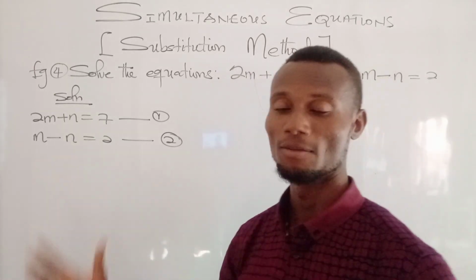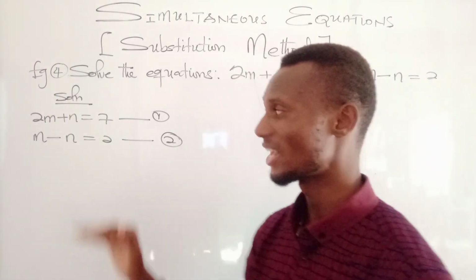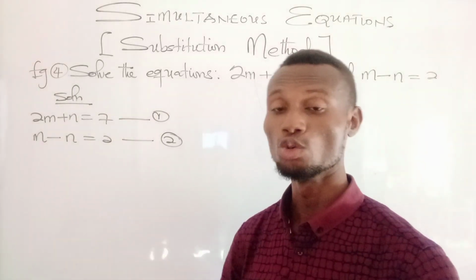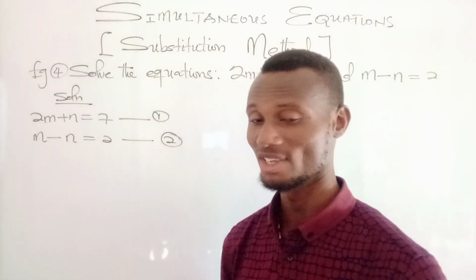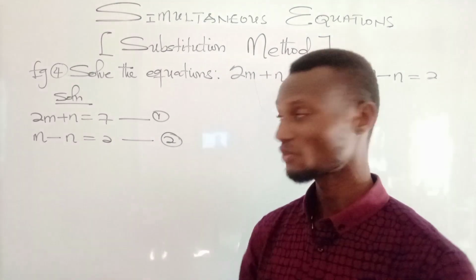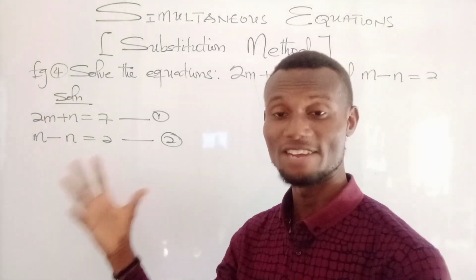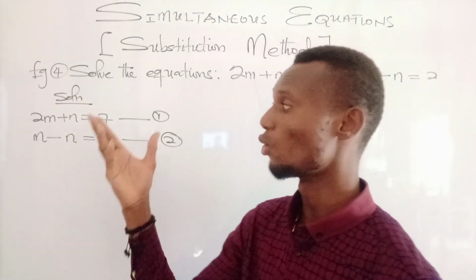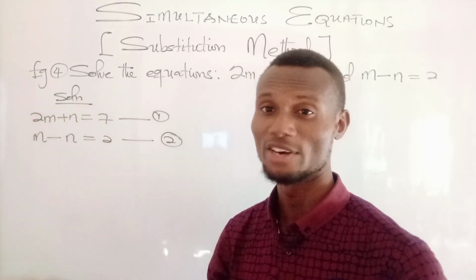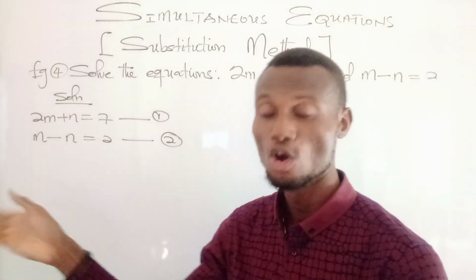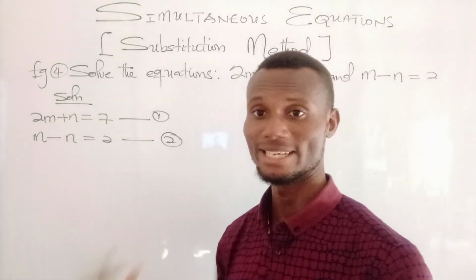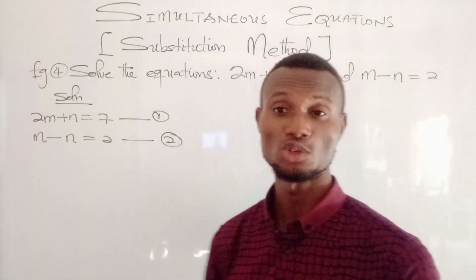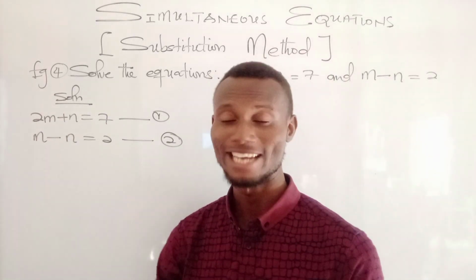So now the next step is that from any of the given equations, you choose to make any variable that you want the subject. So if you start with equation 1, you can choose to make m the subject, or you can choose to make n the subject. I've taught you change of subject, and we are applying that knowledge here.